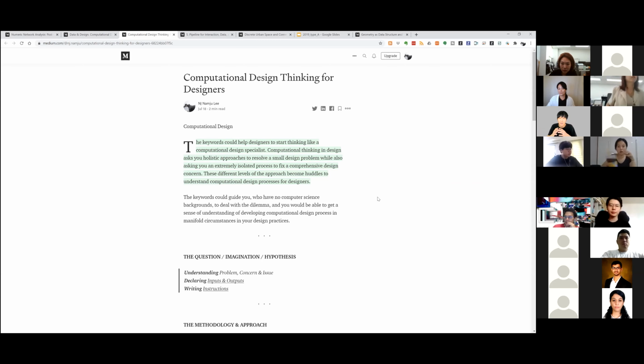So, the keywords could help designers to think like a computational design specialist. Sometimes computational thinking in design asks you for a holistic approach to resolve a small design problem, while also you address an extremely isolated problem to fix a comprehensive design. This is sort of a dilemma.